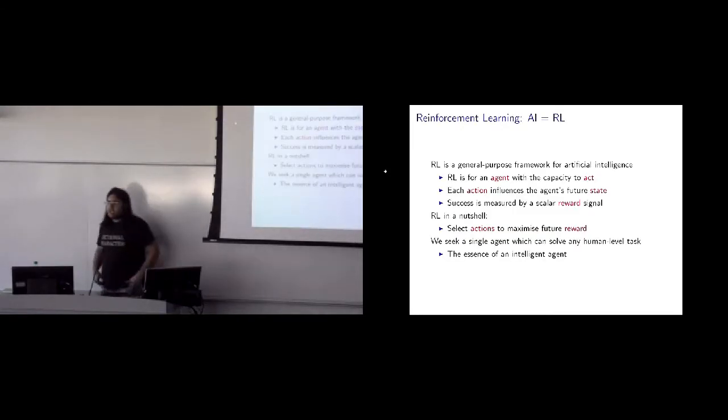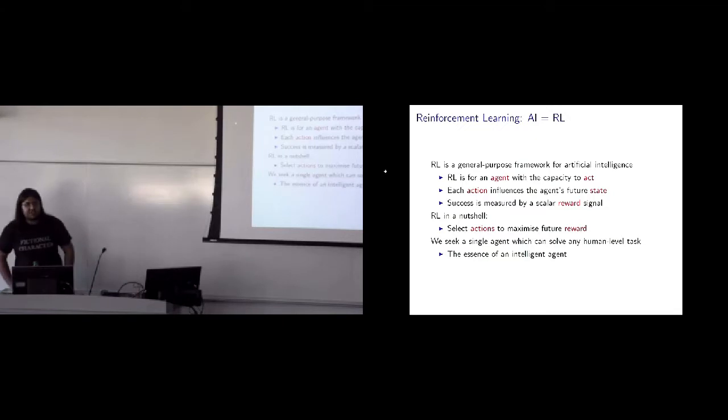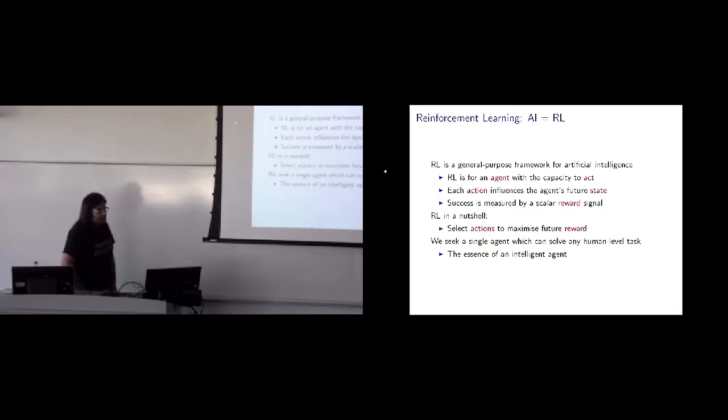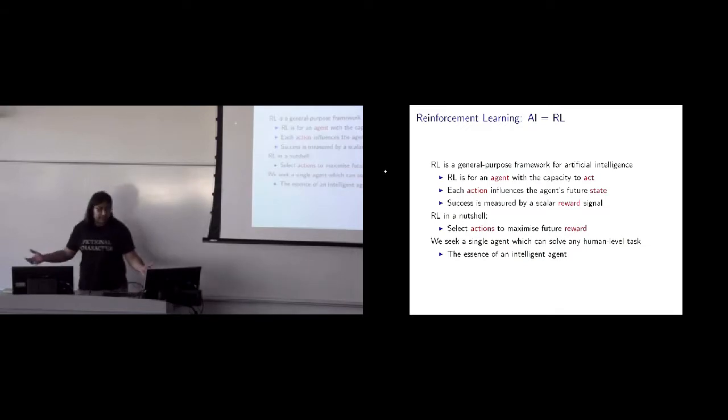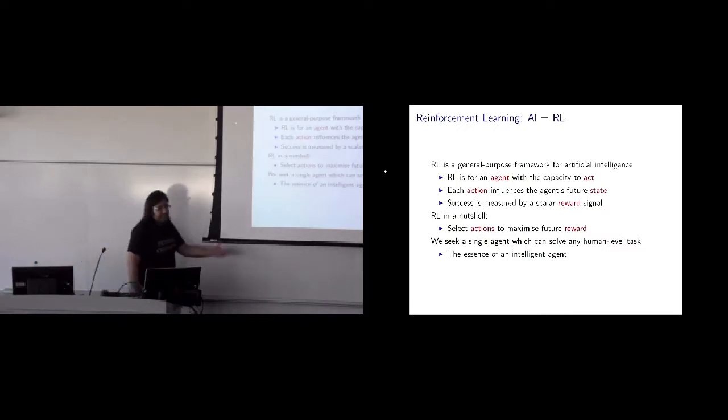We know what RL is. We have a basic understanding of reinforcement learning. Reinforcement learning is a general purpose framework for artificial intelligence. What does that even mean? Well, reinforcement learning is for an agent with the capacity to act. That's one of the things we expect from an AI agent. Each action influences the agent's future state.